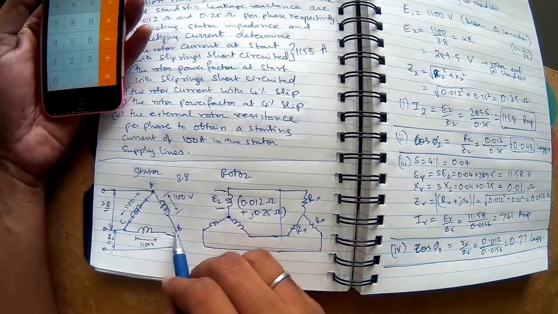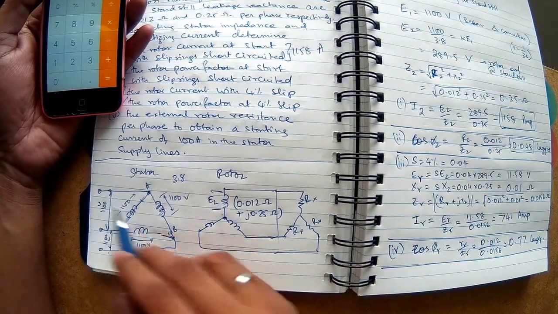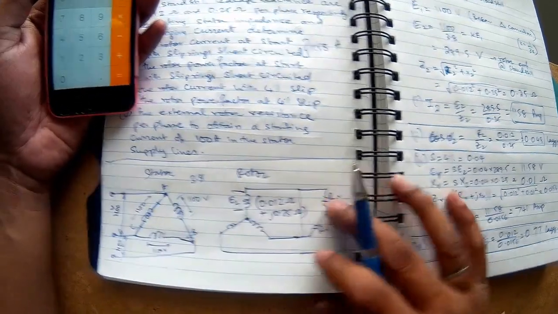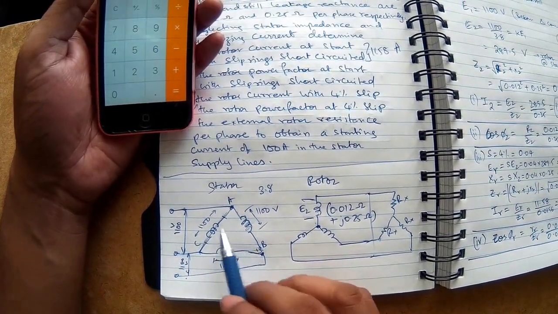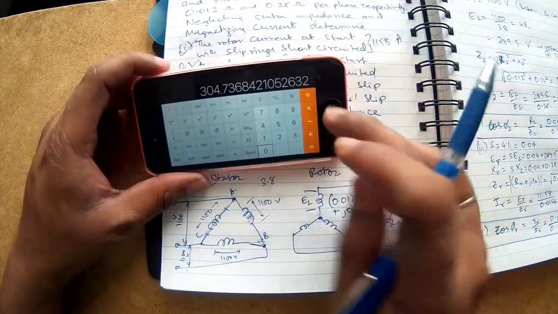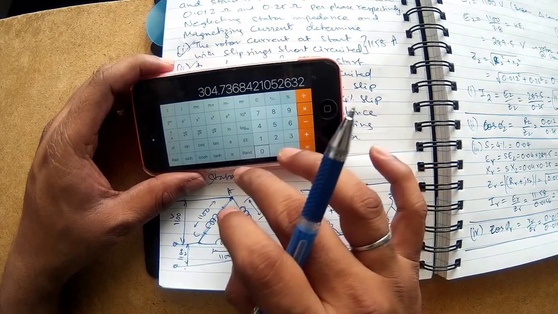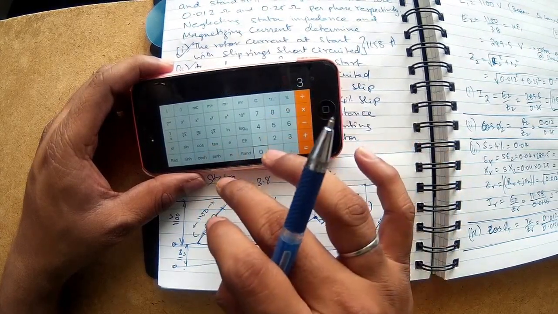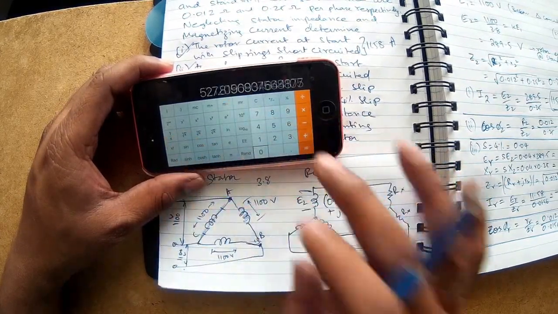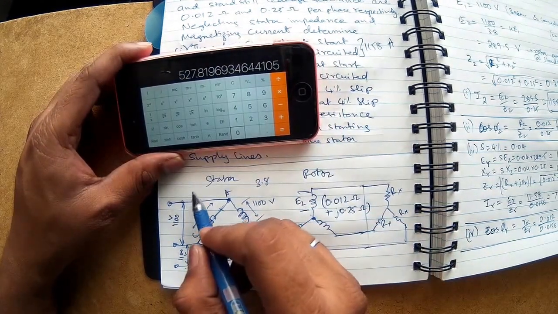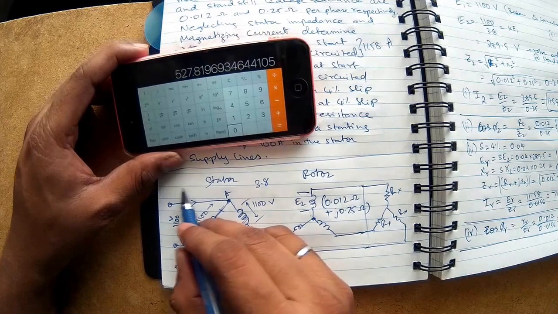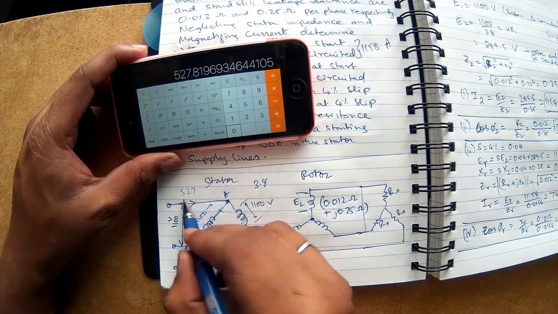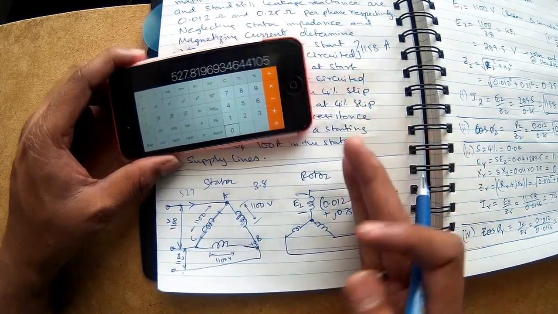So what is the current flowing in the line? Remember, this is a delta connection. In a delta connection, the line current will be root 3 times the phase current. If I multiply by the square root of 3, I get 527 amperes. So the current would normally be 527 amperes at starting when I short circuit the rotor.